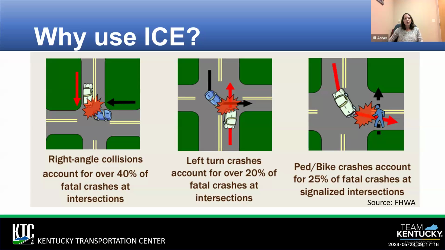So these are national numbers, but they're still pretty effective. The right angle collisions account for over 40% of fatal crashes at intersections. And then those left turning crashes account for 20% of fatal crashes at intersections. And as we know, the amount of pedestrian fatalities seems to be increasing. And so the ped bike crashes account for 25% of fatal crashes at signalized intersections.